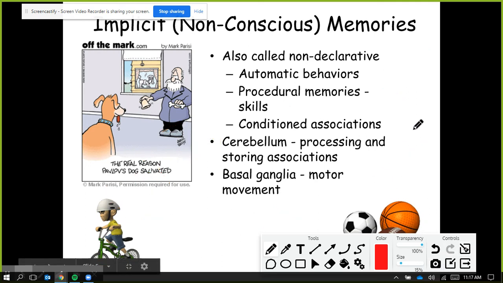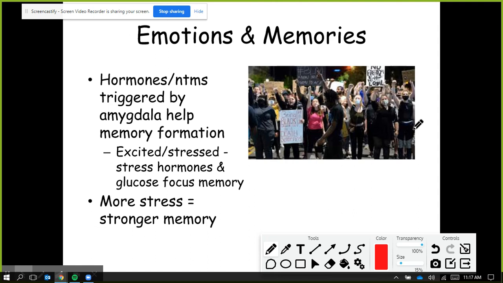All right, now, how else do we form memories? Or why are some memories way more vivid than other memories? Well, one of the big things that helps us form vivid memories is when there is an emotional component to a memory. When we are really happy, or really sad, or really excited, or really scared, or really stressed, those emotions trigger the amygdala to release certain hormones and neurotransmitters that facilitate memory formation.